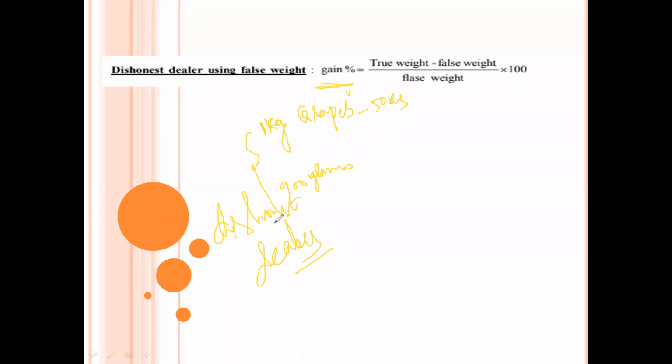So dishonest dealers always get gain percent, they won't get any loss percentage. Gain percentage equals true weight minus false weight divided by false weight into 100. The original weight here is 1 kilo. The false weight, how much weight he gave to us, is 900 grams. That is false weight. By false weight into 100. This is the formula for dishonest dealer type of problems. So a dishonest dealer always gets only profit. He won't get any loss. Profit percentage equals true weight minus false weight by false weight into 100.